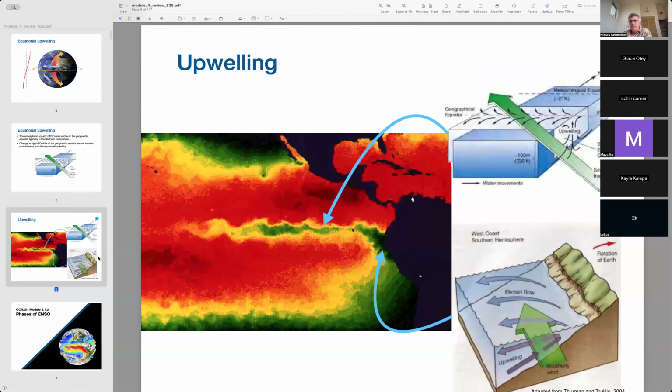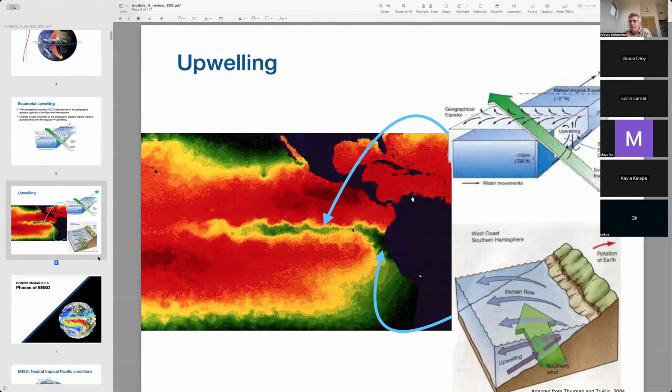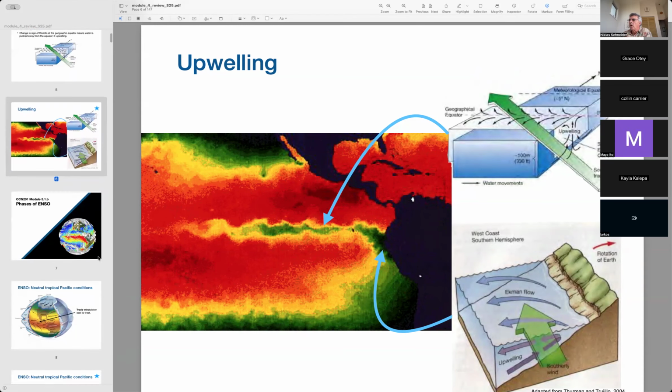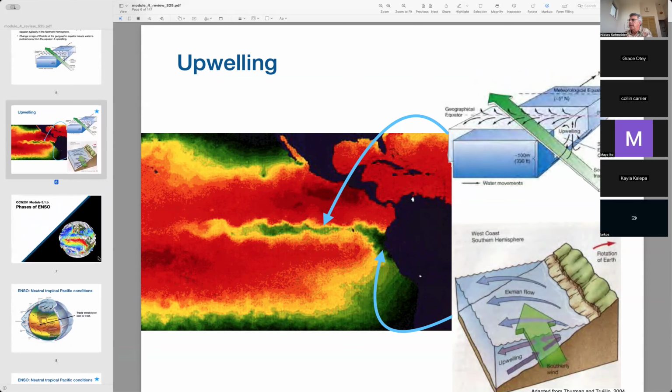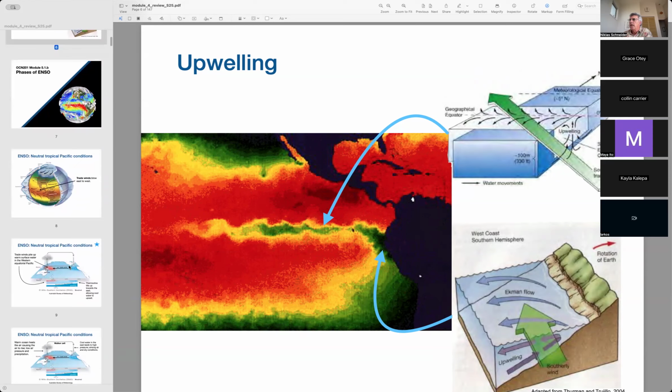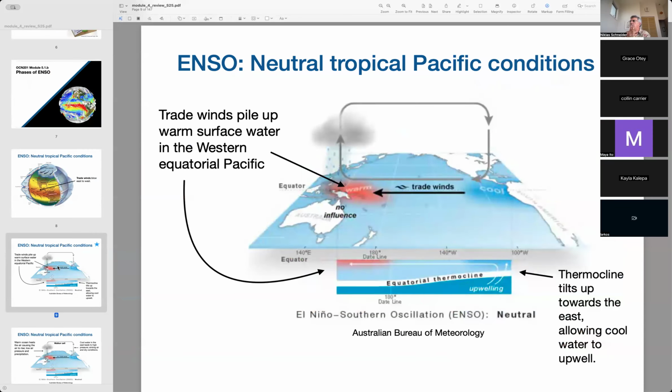Any questions? Okay. So this equatorial upwelling is tightly related to El Nino. If we go to El Nino, we have to first understand the neutral, or typical, average state in the tropical Pacific. In the tropical Pacific, we have winds blowing from the east to the west. We have the easterly winds that we just mentioned in terms of equatorial upwelling.